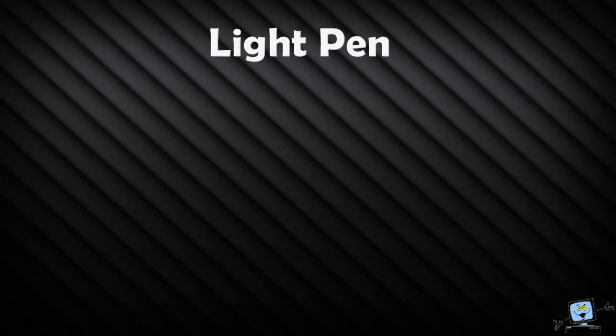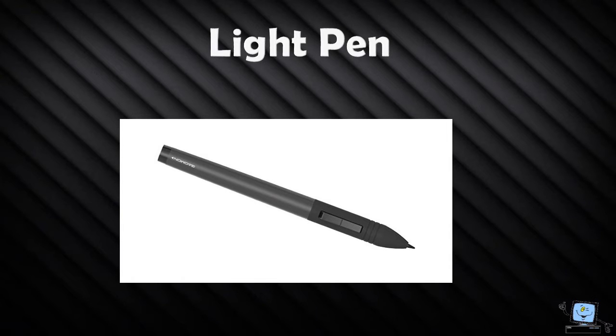Next is light pen. It is a pointing device that looks like a pen. It is used to draw pictures without the use of mouse, and it is connected to the visual display unit or VDU.